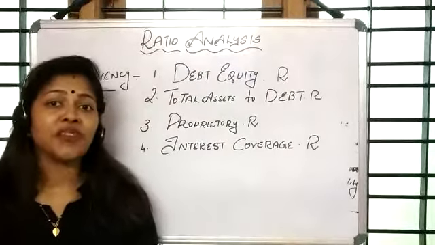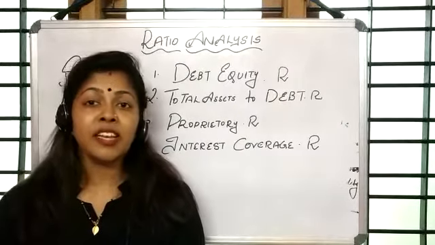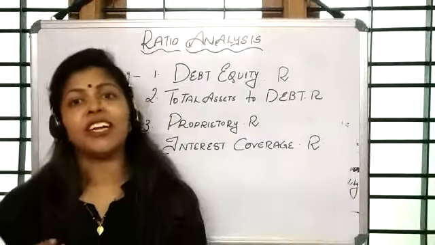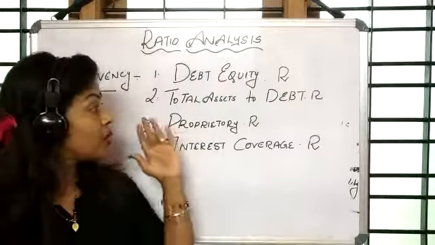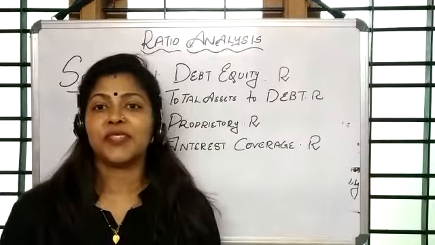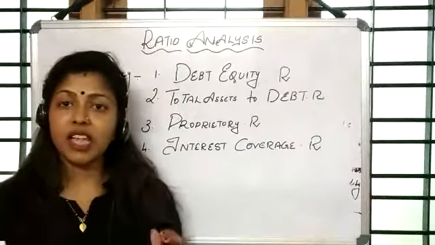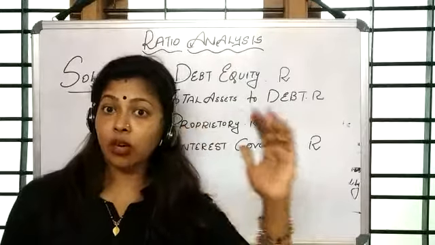So in the first session, we learned about current ratio, where we learned that it is the ability of the firm to meet its current liabilities. But here we are going to study the ability of the firm to meet its long-term liabilities. So what is solvency, children? Solvency means the ability of the firm to meet its long-term liabilities.